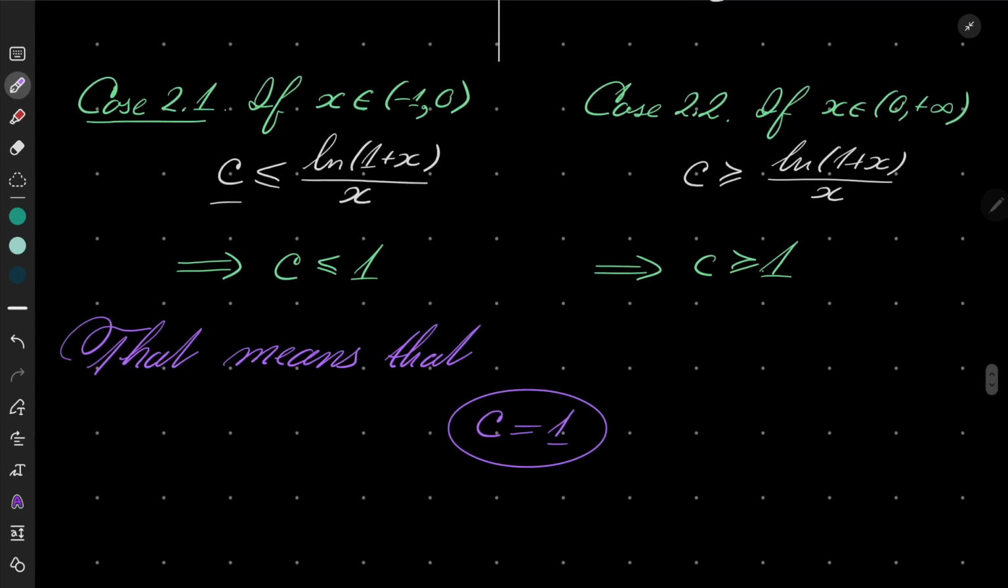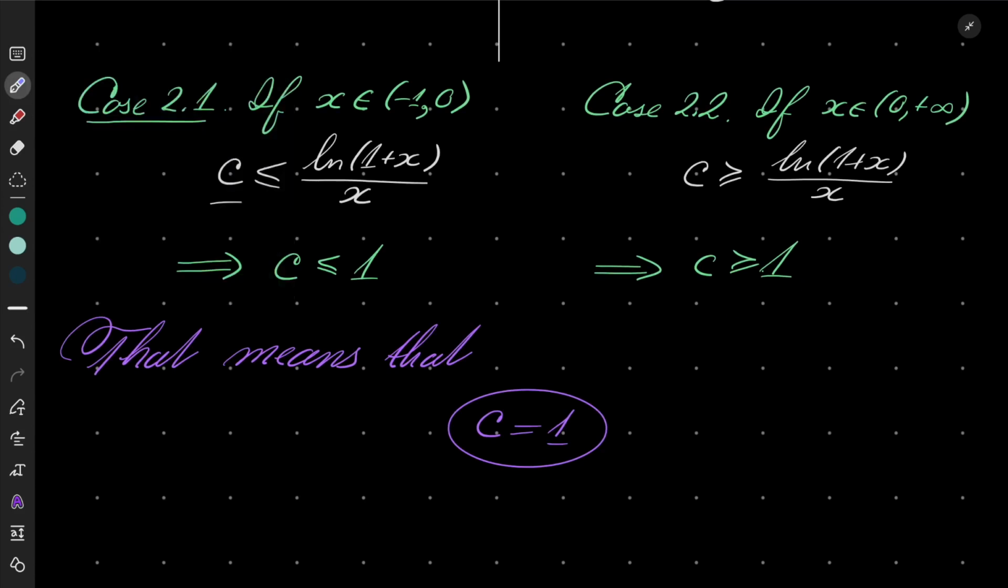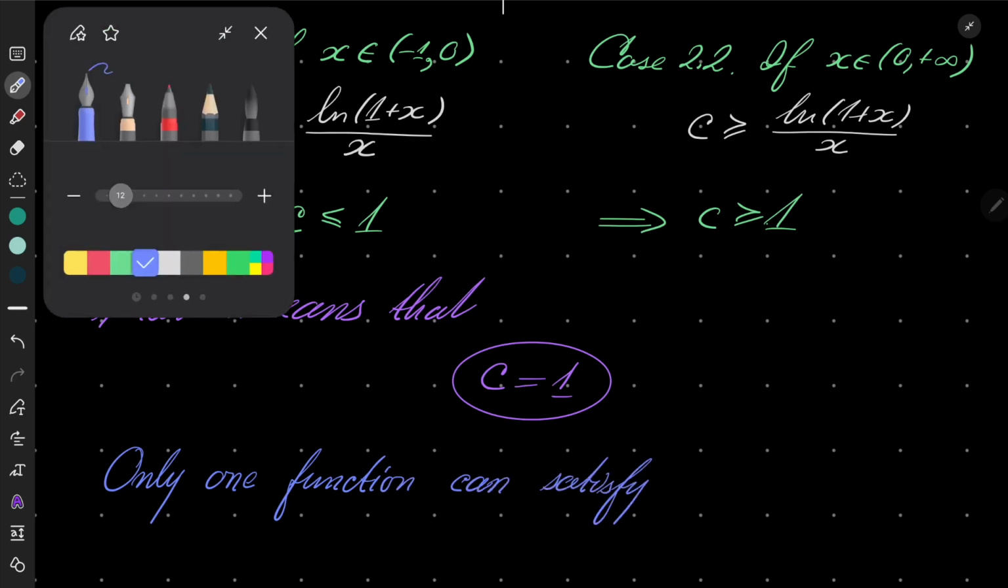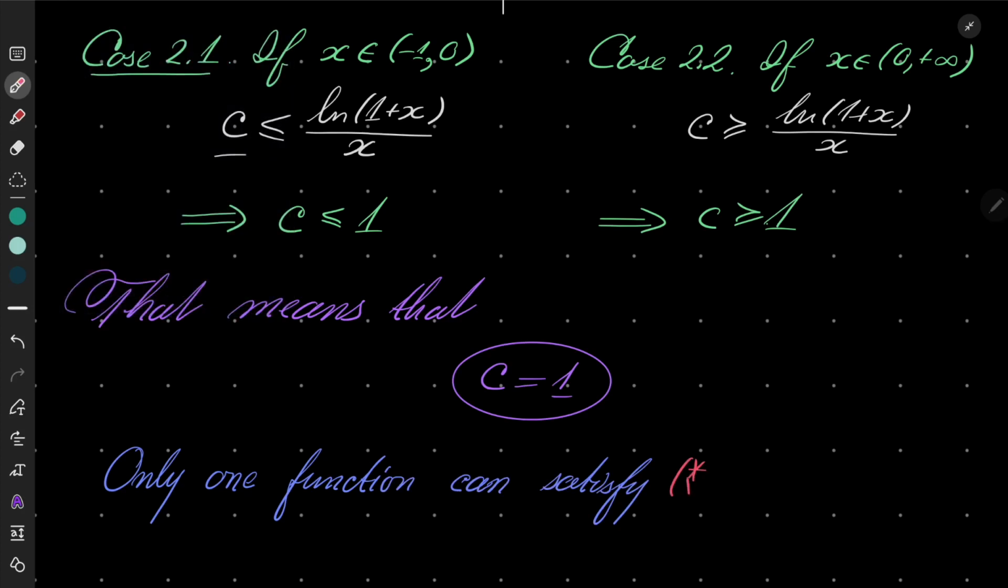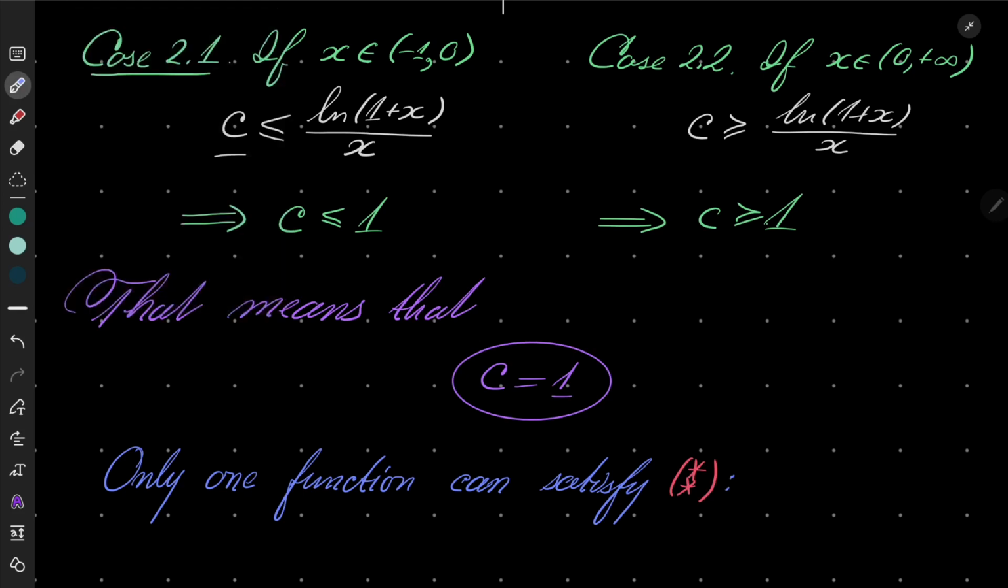So in other words, only one function can possibly satisfy our functional equation. Only one function can satisfy, well, our functional inequality, which was marked double asterisk, namely f of x equals e to the power of x.